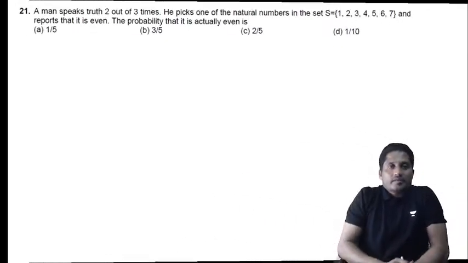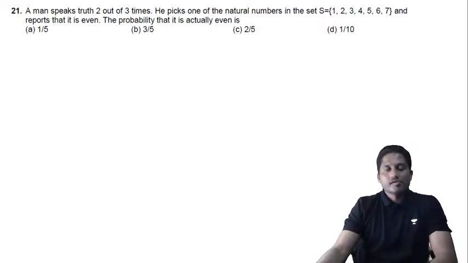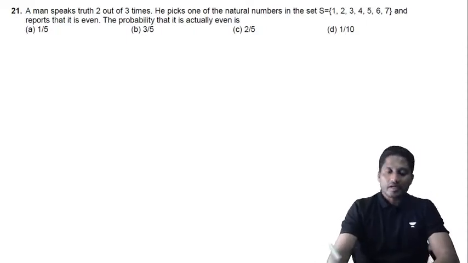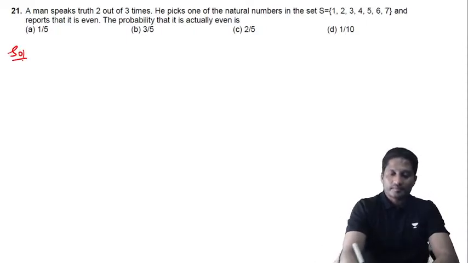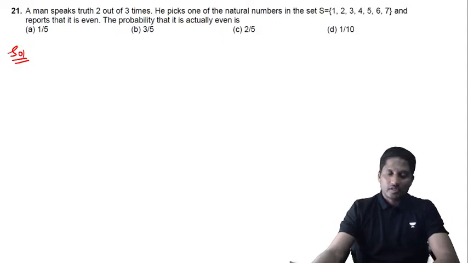Question number 21. Again, a question on Bayes theorem. A man speaks the truth 2 out of 3 times. He picks one natural number from the set 1 to 7 and reports that it is even. What is the probability it is actually even?